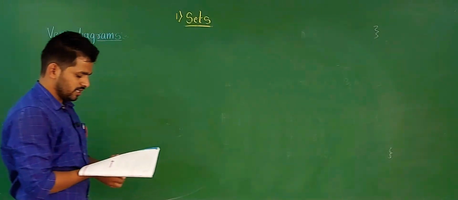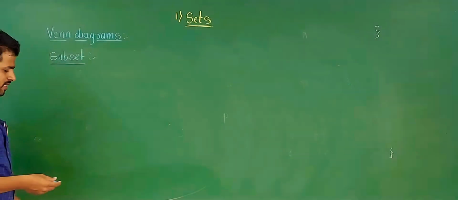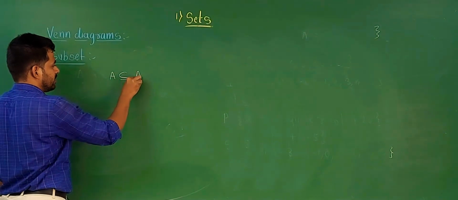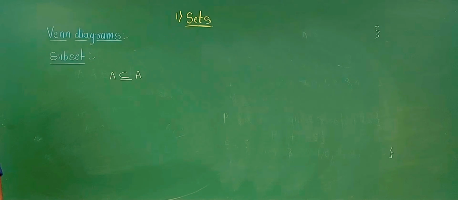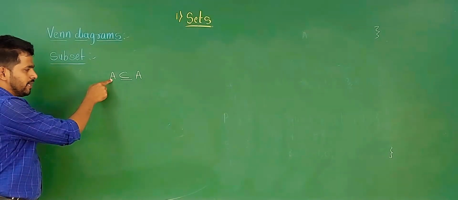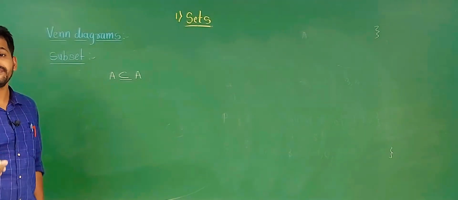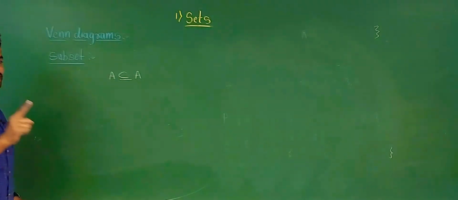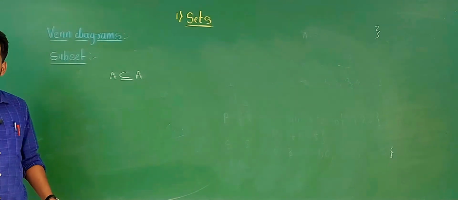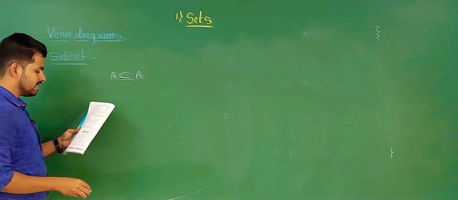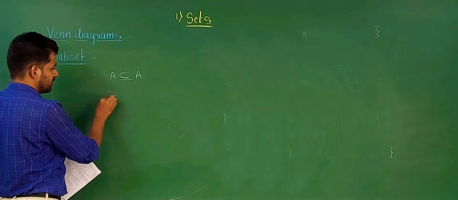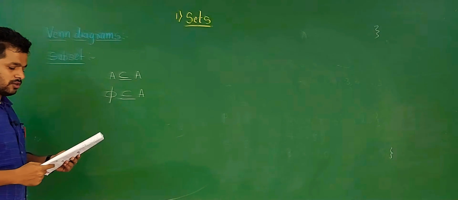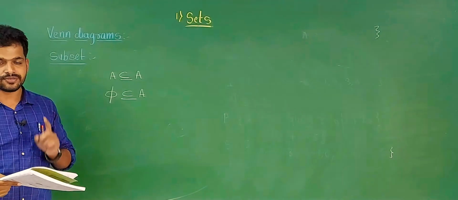Okay, the first point is, every set is a subset of itself. Obviously every set is a subset of itself, that is A is a subset of A, because every element is present in itself. That's why set A is a subset of A. Then the empty set is a subset of every set, that is phi is a subset of every set.